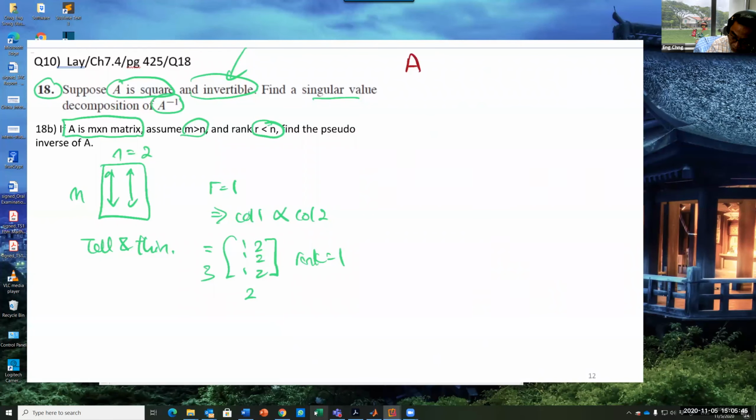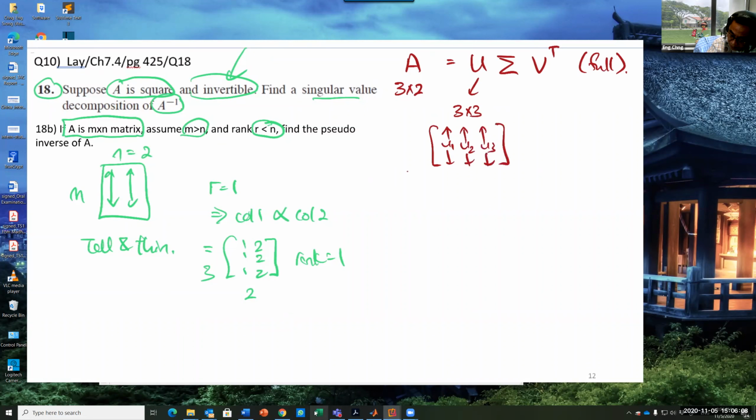A is a 3 by 2, U sigma V transpose. Let's get a full matrix. Okay, let's do a full decomposition. So U will be a 3 by 3. Let's call this U1, U2, U3. This is a 3 by 3 matrix. That means each of these U is an R3 element. Our friend sigma is this guy.